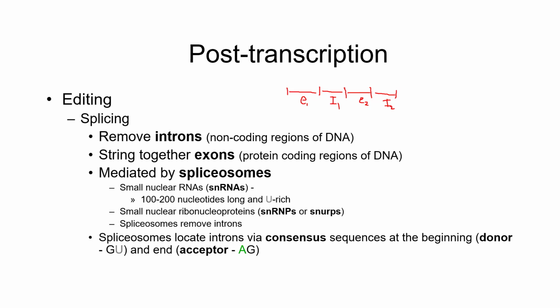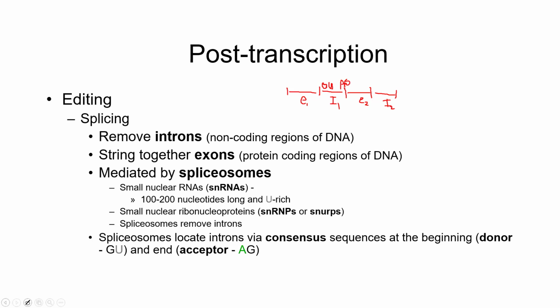And this gets mediated by what we call spliceosomes. These are small nuclear RNAs, and they help. Sometimes we call them snRNPs. They help remove the introns. And what we find is that on the beginning of all introns, we have these sequences. They start generally with a GU, and they end with an AG.